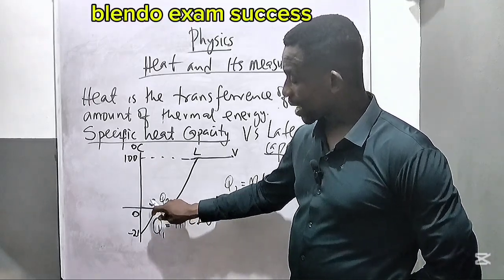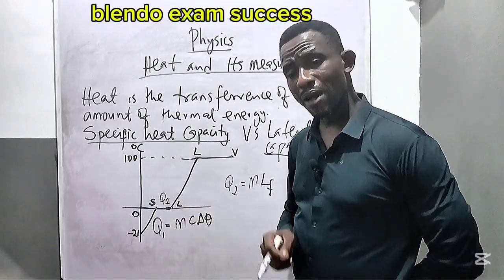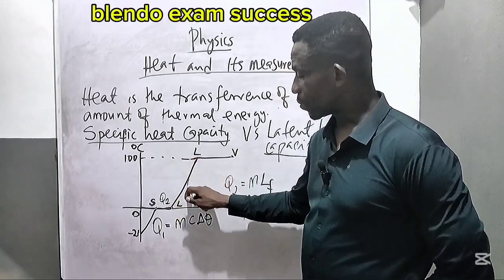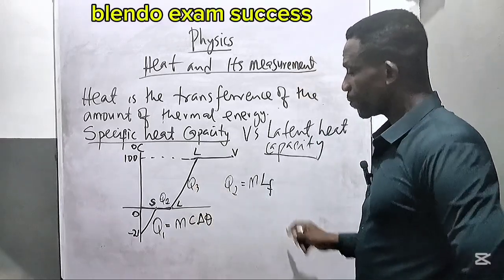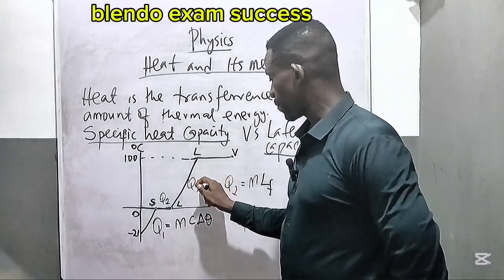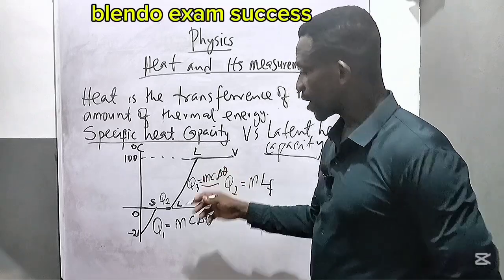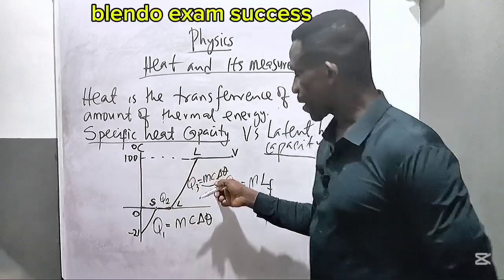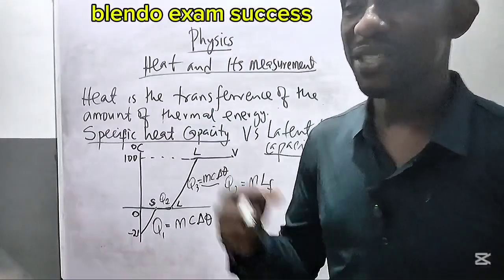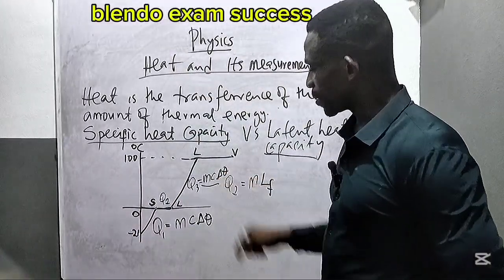At this point, the bonds are completely broken. The solid has turned to liquid. As you add heat further, the temperature will start rising from 0 to 100. We call this Q3. At Q3, we again use the specific heat capacity of water. So Q3 is equal to mc change in theta. So long as we have change in temperature, we must talk about specific heat capacity, because specific heat capacity is the quantity of heat required to change the temperature.